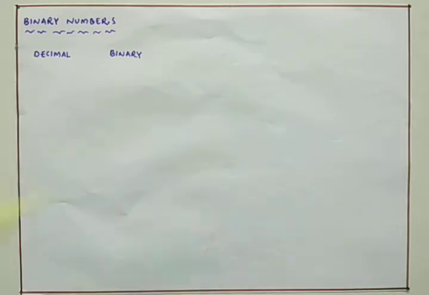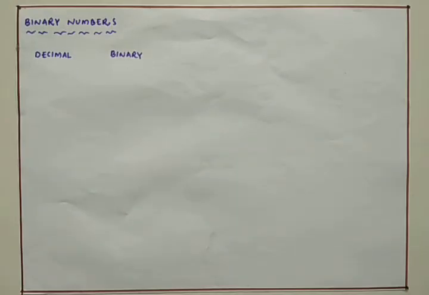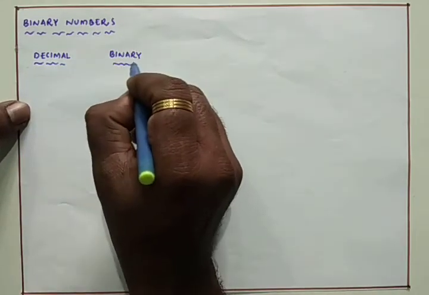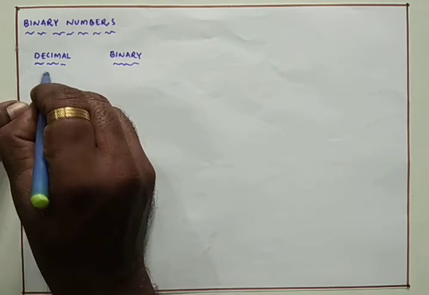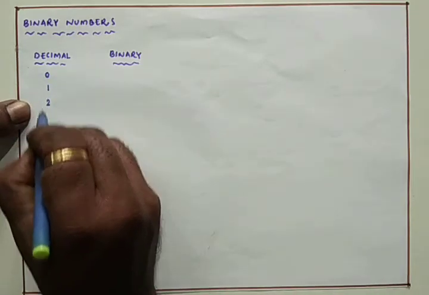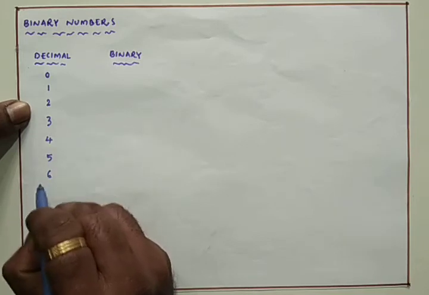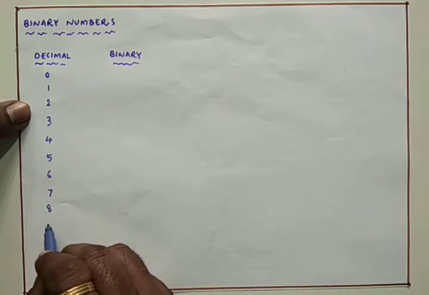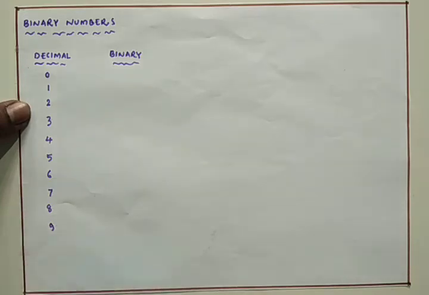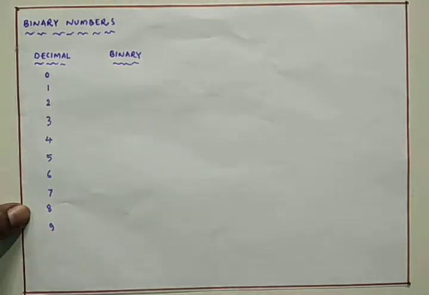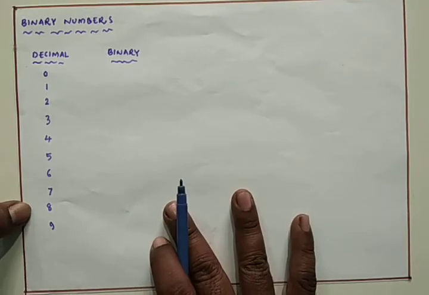Simple logic, everyone has to remember that. Here we have the decimal number. Decimal numbers start with 0, 1, 2, 3, 4, 5, 6, 7, 8, 9. These are the only available digits in the decimal number system. By using these digits, we can form any number in the decimal number system.